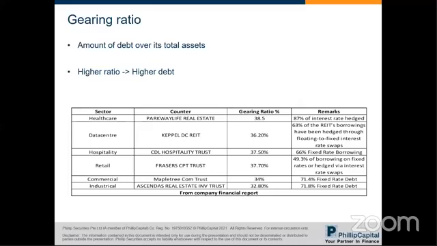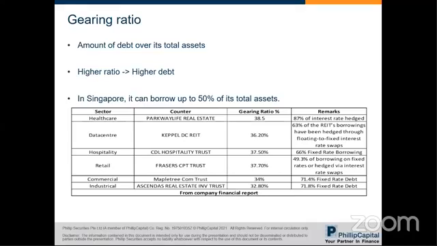So one of the ways we look at this is the gearing ratio, which is the amount of debt over their total assets. A higher ratio means that they have higher debts. In Singapore, there's a change in regulation. Last time it used to be around 45%. Now in Singapore, you can borrow up to 50% of the total assets. You can see over here that all these REITs have quite a healthy gearing ratio.